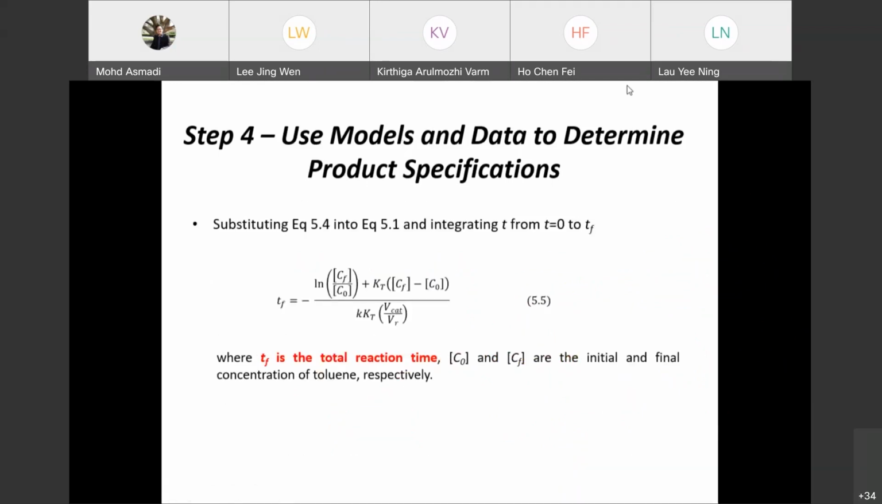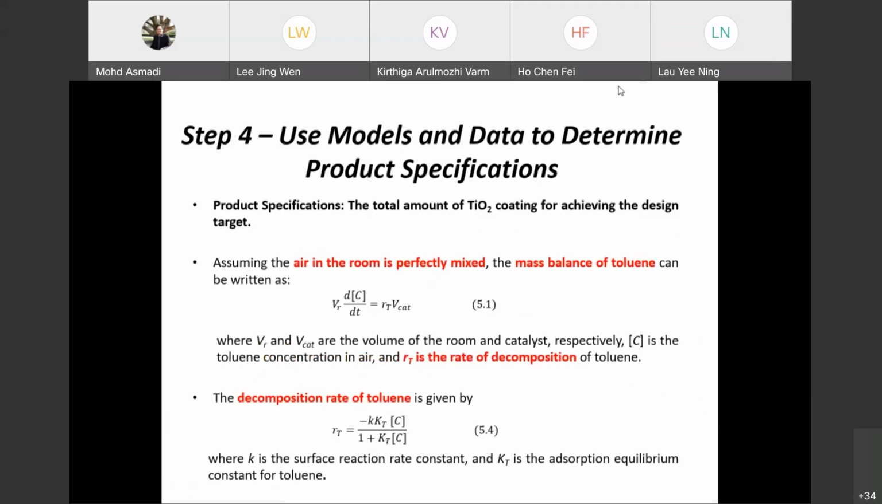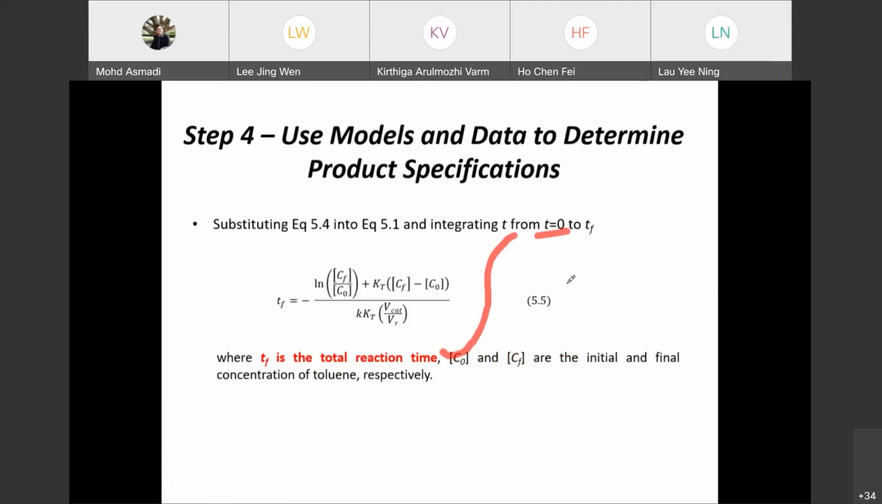But if you look at this one, you need knowledge of integration. If you do the integration, from t naught, which is from 0, to t final, you have to rearrange the equation until you get this one.